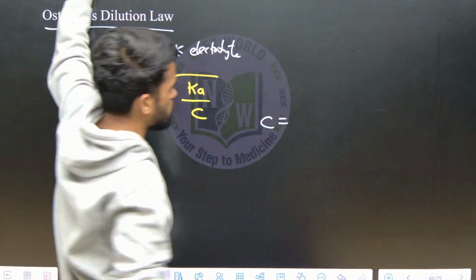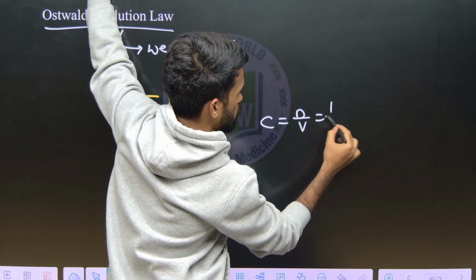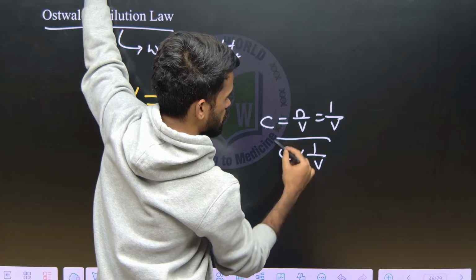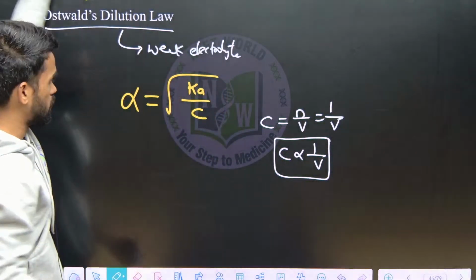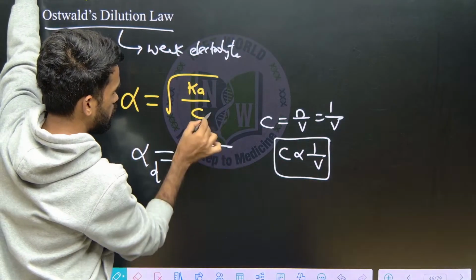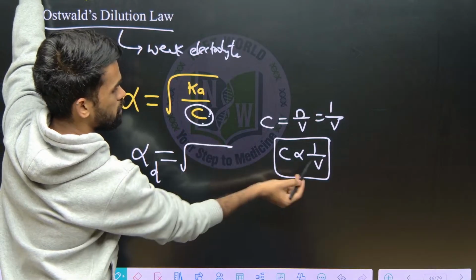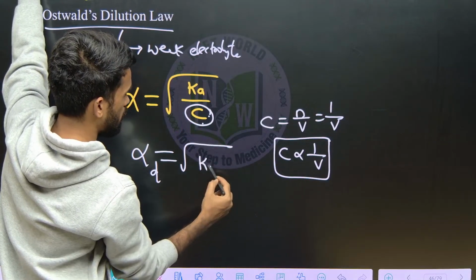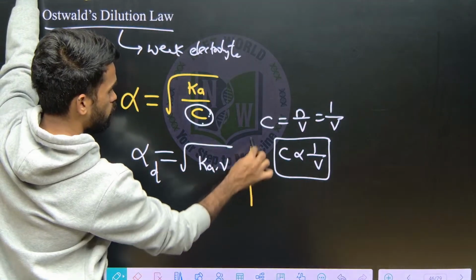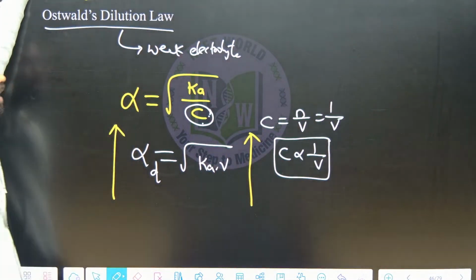It means concentration, like molarity, normality. So concentration will be what? Number of moles by volume. Number of moles is 1 and volume here. So how is this related? Concentration is inversely proportional to volume, right? So degree of dissociation will be inversely proportional to concentration, or you can replace that with 1 by V, that is nothing but Ka into V. So it means that if the volume of the solution is increased, the degree of dissociation of the weak electrolyte increases.